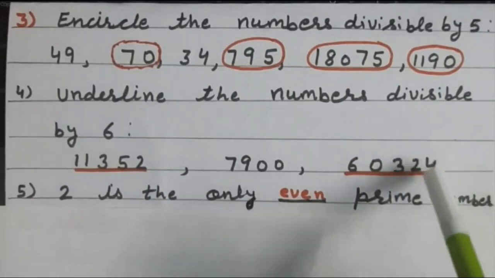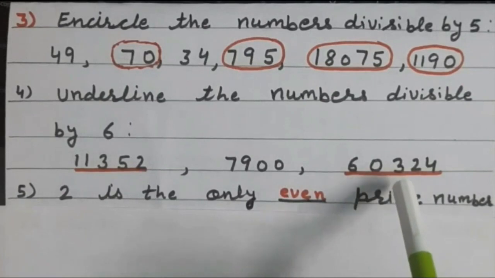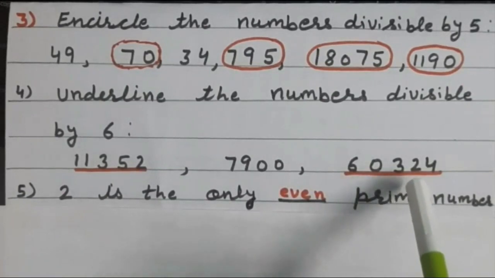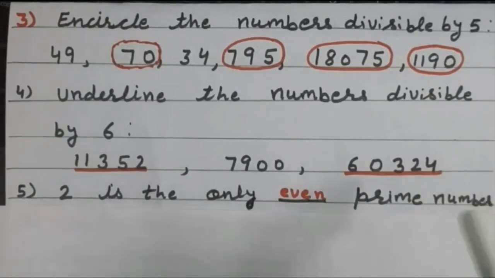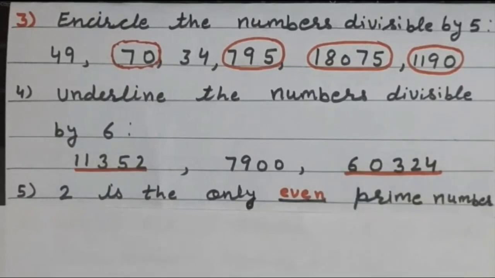One's place is containing 4. It is a multiple of 2, so it is divisible by 2. Check for 3. 6 plus 3, 9. 9 plus 2, 11. 11 plus 4, 15. Yes, 15 is divisible by 3. So this number 60,324 is divisible by 6 also. It is divisible by 2 and also by 3, so it will be divisible by 6 also. So you will underline it.